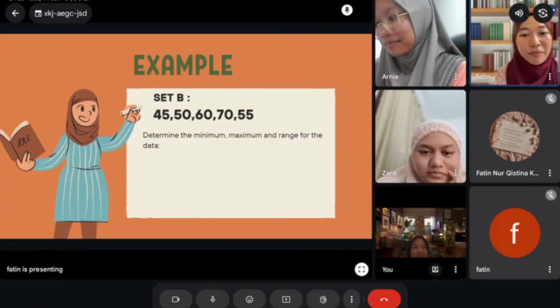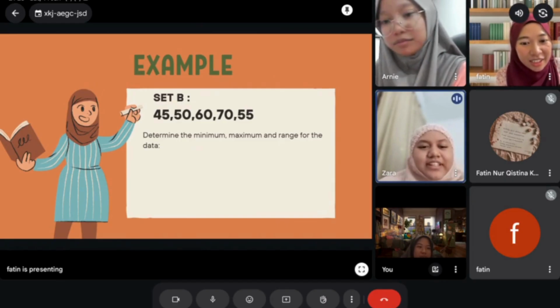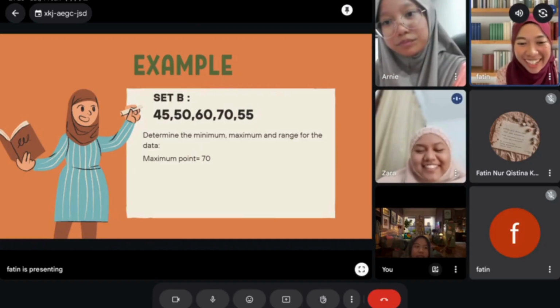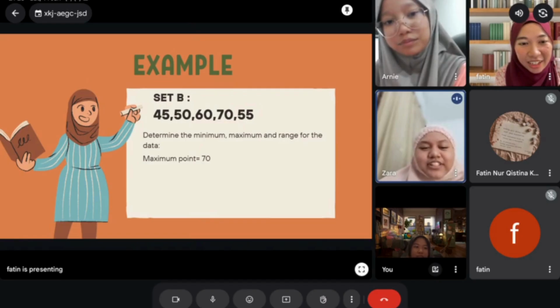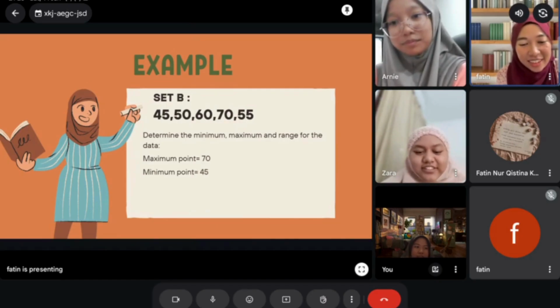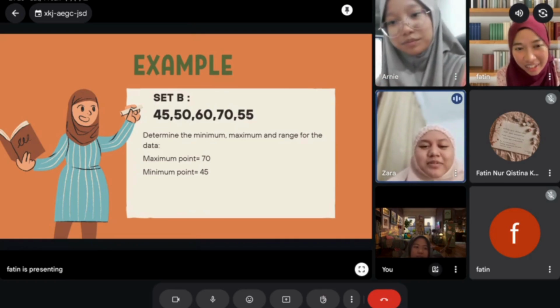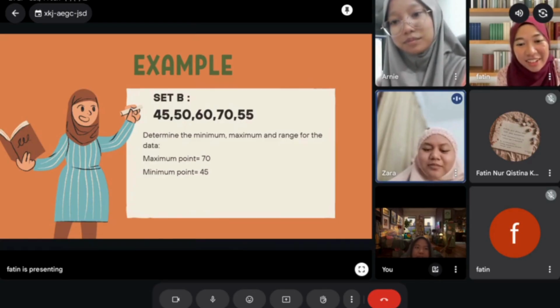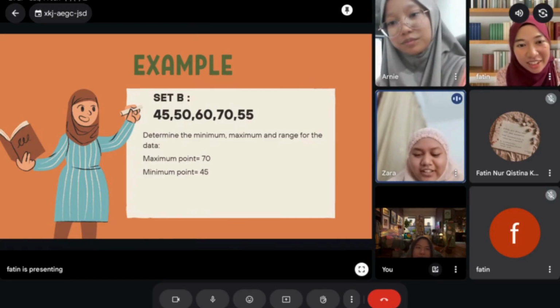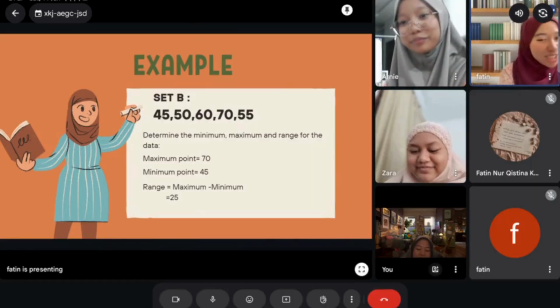So we start with the maximum value. So the maximum value from set B is 70, and the minimum value is 45. So to get the range, we need to subtract the minimum value from the maximum value, which I got 25. Okay, that's correct.